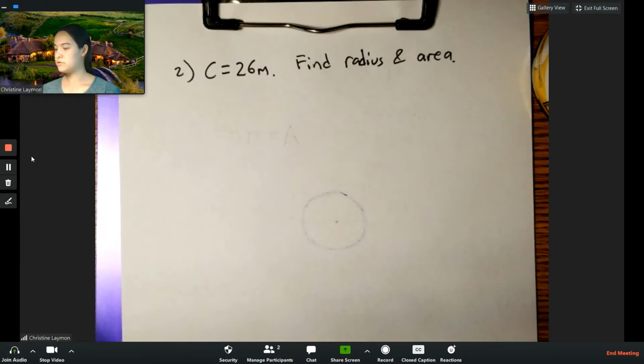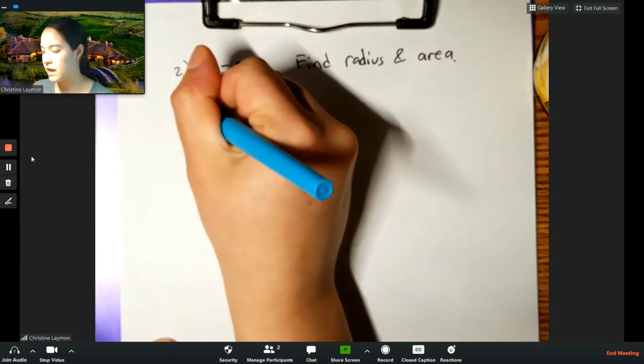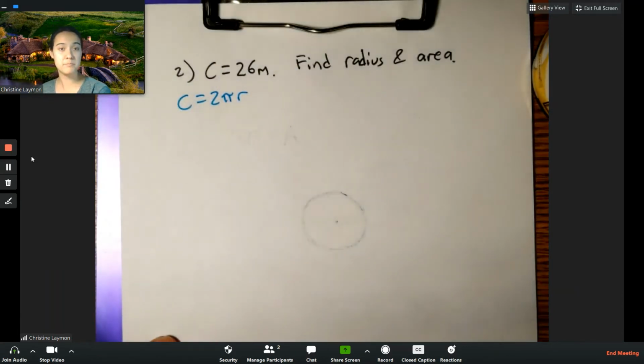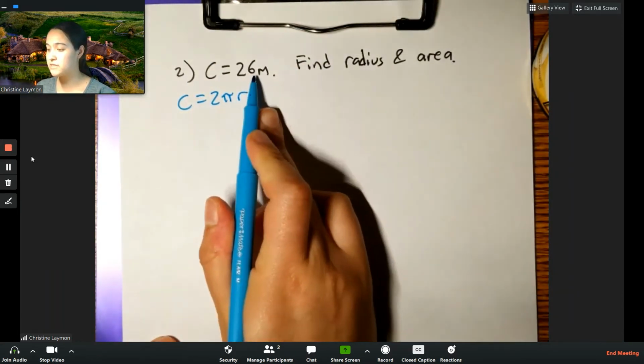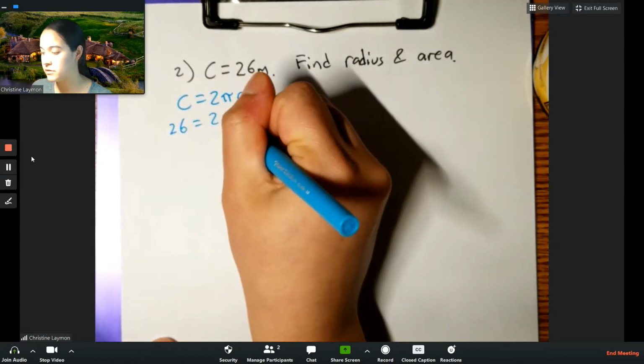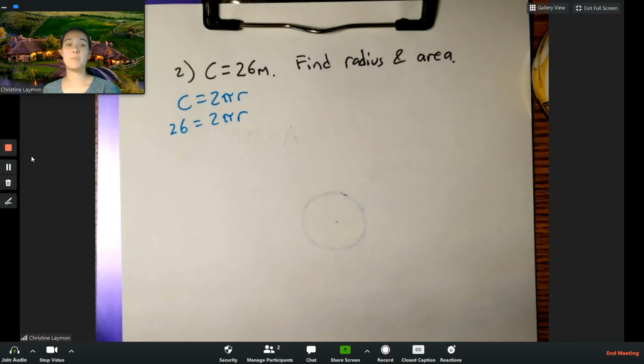So we're going to start with the knowledge that circumference is 2 pi r, and we know that 26 equals that. So 26 equals 2 pi r. Remember, pi is actually a number. Pi is 3.14 blah, blah, blah. It is a number. You're not solving for that. You're solving for r.